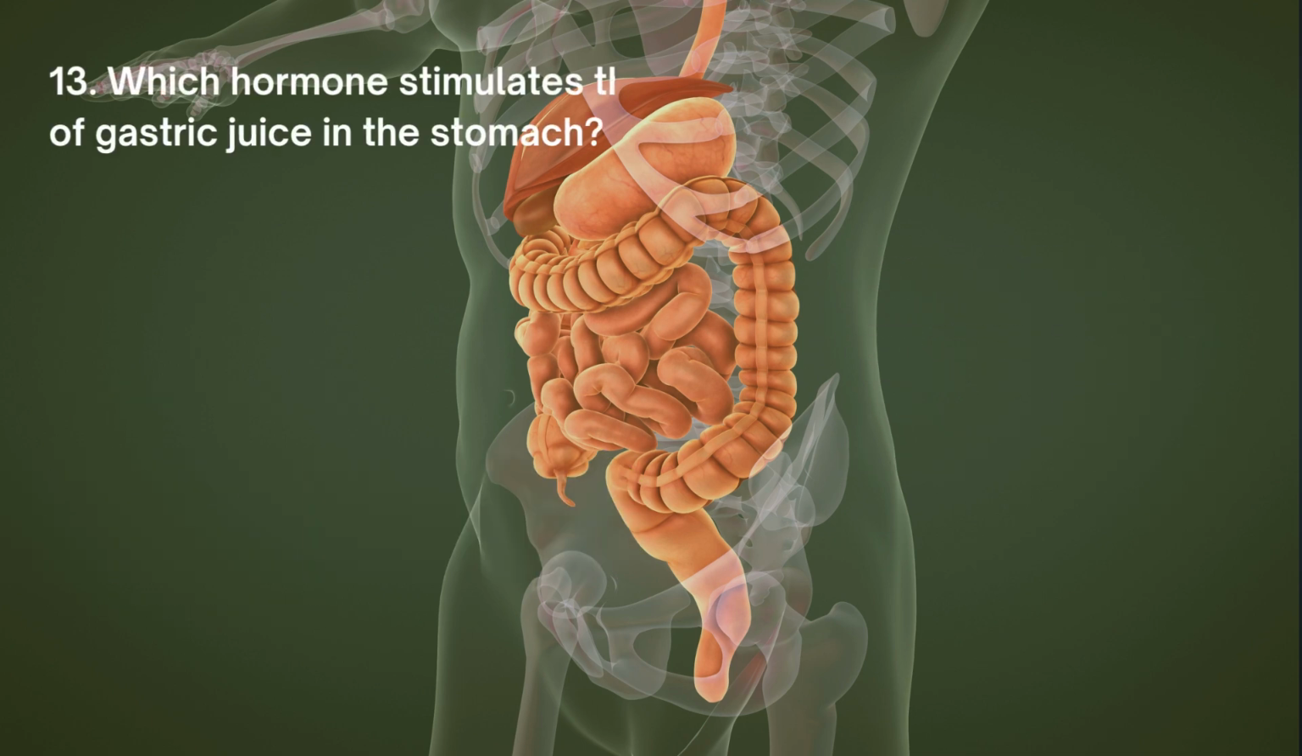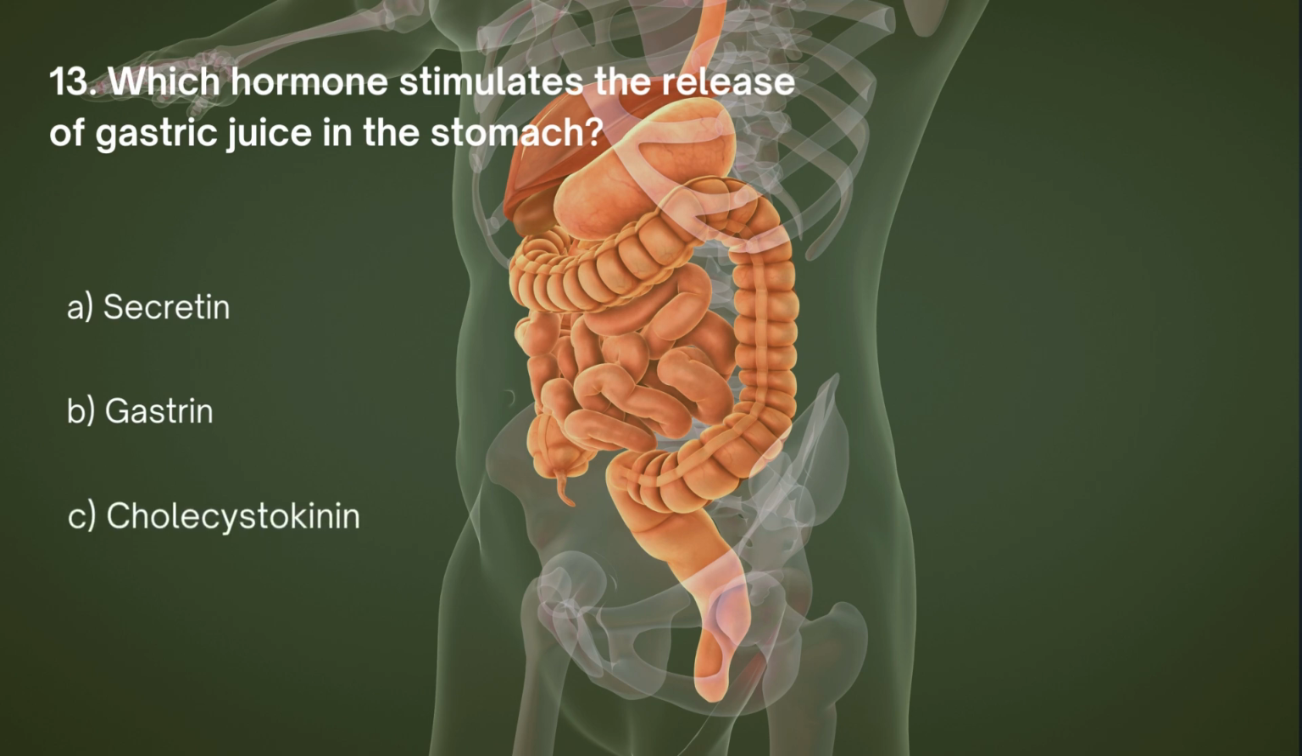13. Which hormone stimulates the release of gastric juice in the stomach? A. Secretin. B. Gastrin. C. Cholecystokinin. D. Insulin.